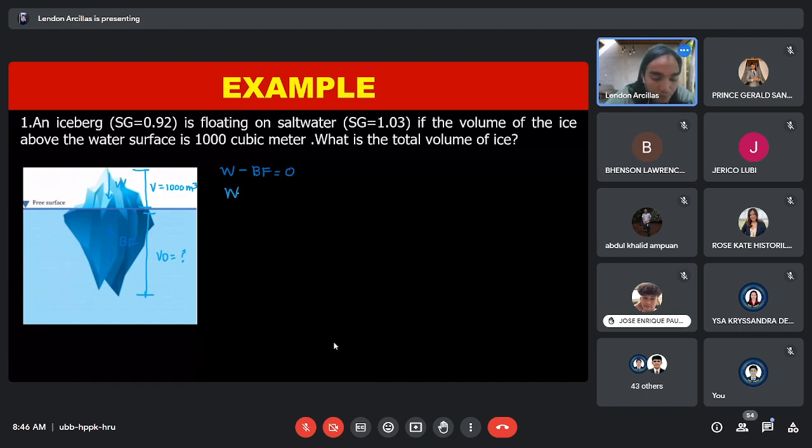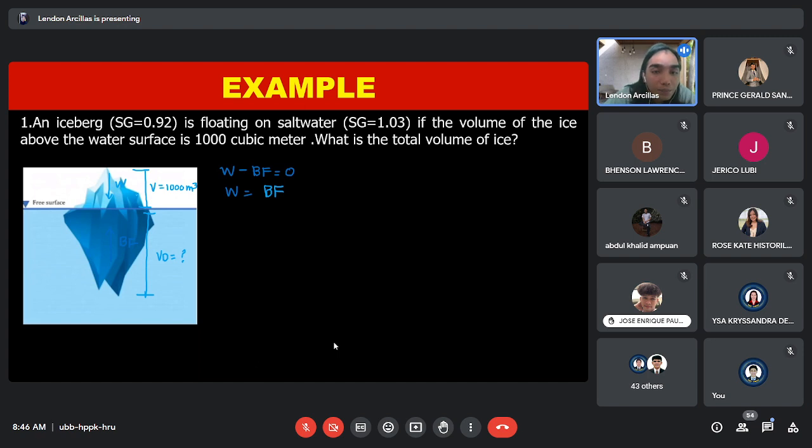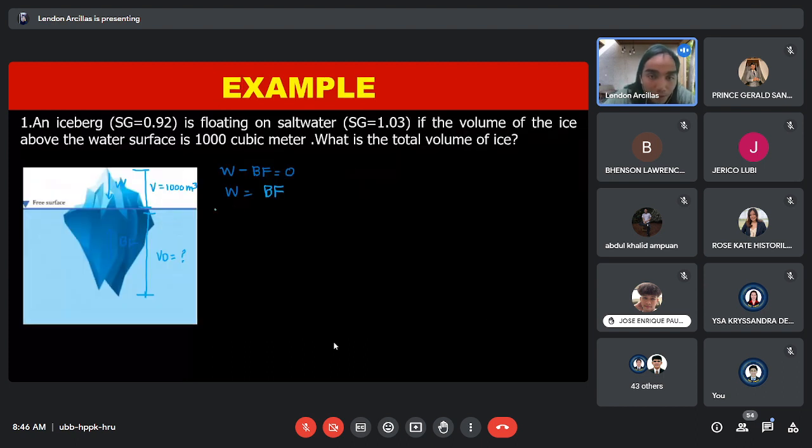So, lipat muna natin. Weight is equal to the buoyant force. So, ilisan natin ang kulay. So, ang weight ng iceberg is, ano nga yung formula na yun? The weight is equal to the specific weight times the volume. Okay? So, ano yung specific weight? This is the specific weight of the ice and the volume of the ice. So, this is the total volume of the ice. Para mas maintindihan, guys, iniiba-iba ko yung kulay. Okay.